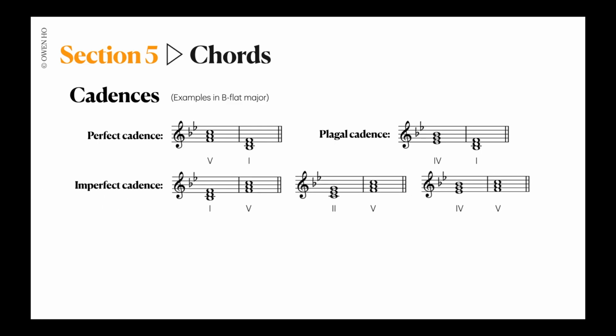Lastly, we have the imperfect cadences, and they can be any chord progressions as long as the last chord is a 5 chord. So in our case, we have chord 1 going to chord 5, chord 2 going to chord 5, or chord 4 going to chord 5. Below I will show you a few examples so that you know how they sound in real music.